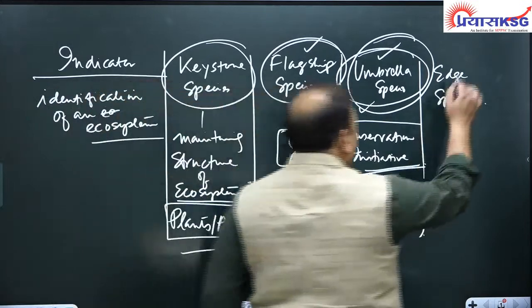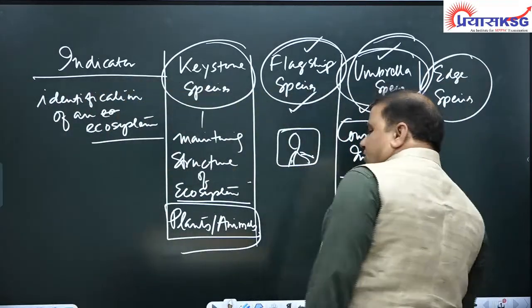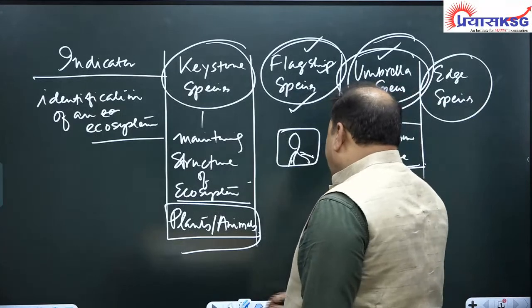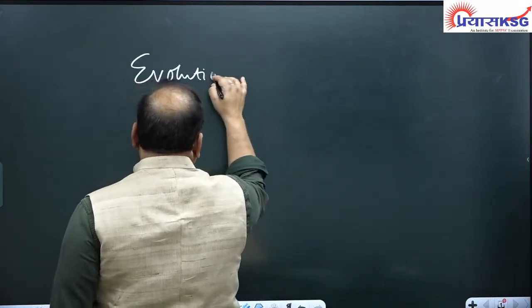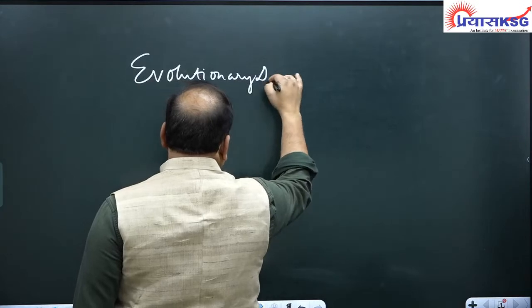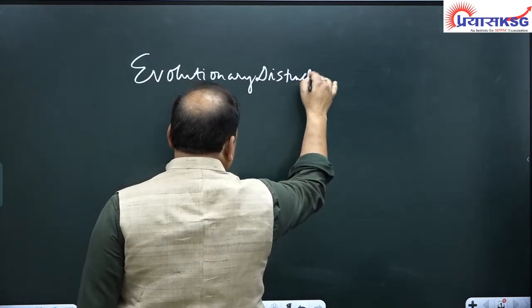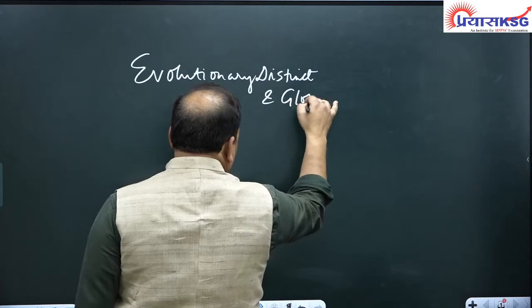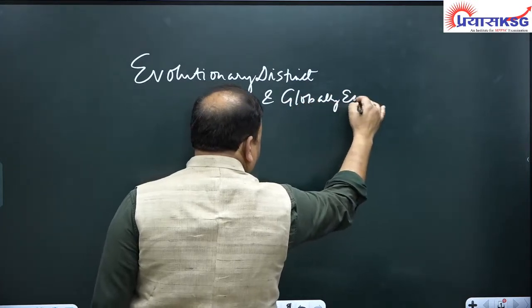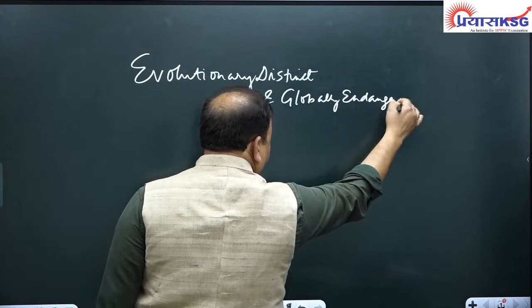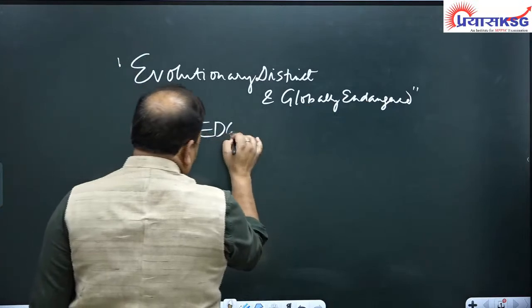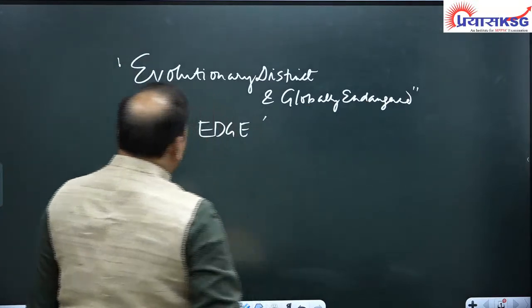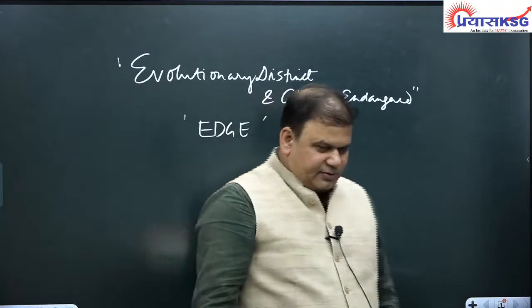And we can see that when you talk about edge species, it stands for what? किसके लिए है ये? Edge species stands for evolutionary distinct and globally endangered. Evolutionary distinct, so that's why it's called as edge.